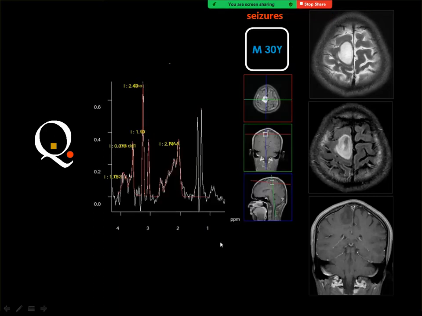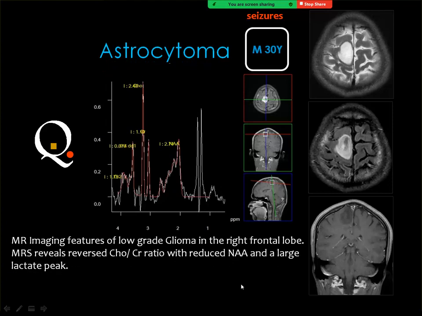Actually, I cannot say that this is low grade, but we say that this is diffuse astrocytoma. The diffuse type does not enhance, and it will show the spectroscopic curve of a tumor in the form of depression of the NAA peak and elevation of the choline peak, and also you got a high lactate peak. This is an astrocytoma, diffuse type.